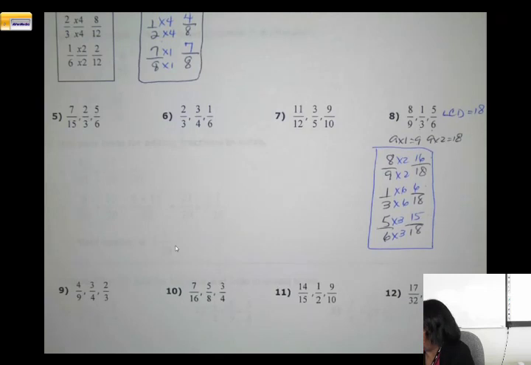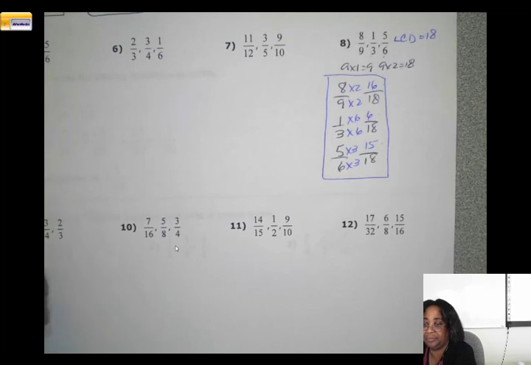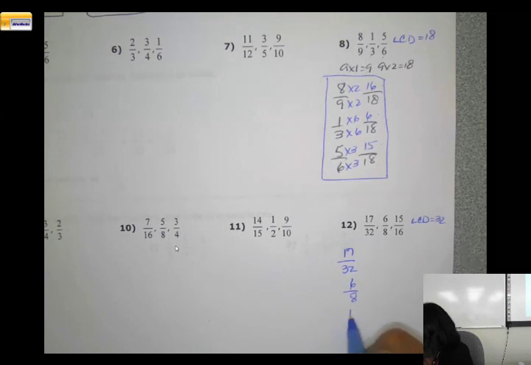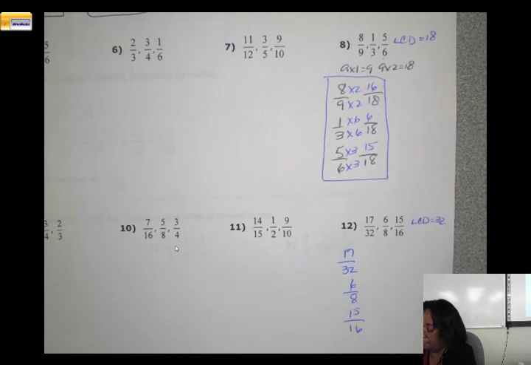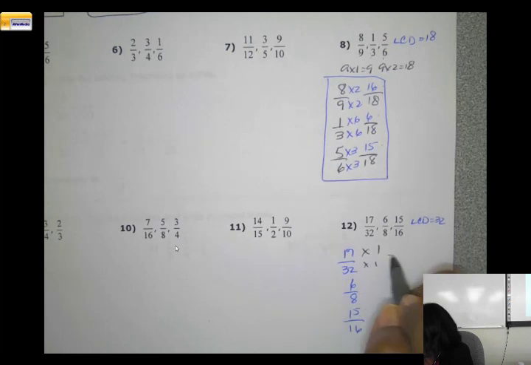Number what? Number 12. Okay, let's do number 12. What's the LCD? 32. So we have 17 over 32, 6 over 8, and 15 over 16. Well, on top, this one's already 32.